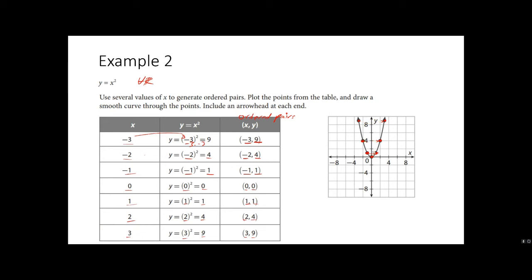So you see the pattern, let's go ahead and connect all the lines. And they draw the lines. Actually it's not a line, they draw the curve. This is actually what we call in the industry a parabola.